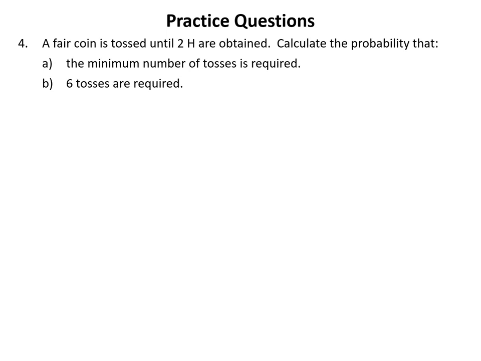Question 4. A fair coin is tossed until 2 heads are obtained. And we're asked to calculate the probability that, in part A, the minimum number of tosses is required, and in part B, that 6 tosses are required.